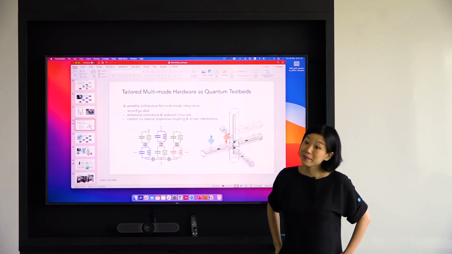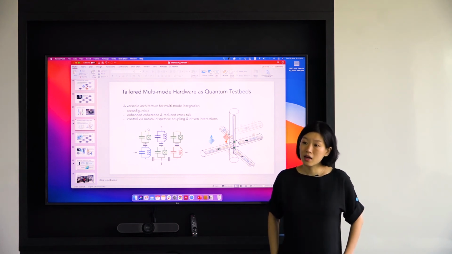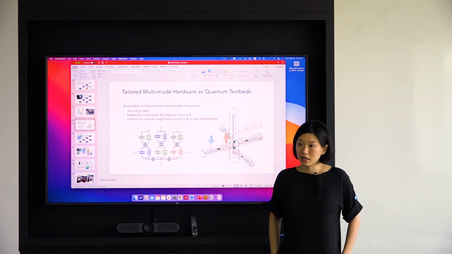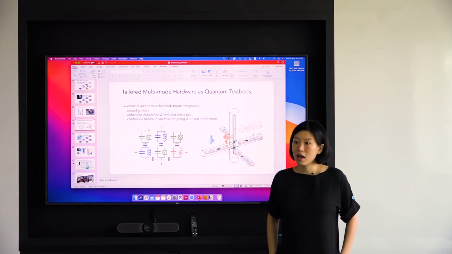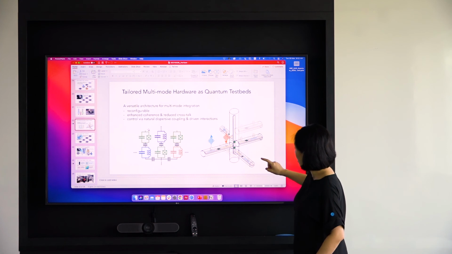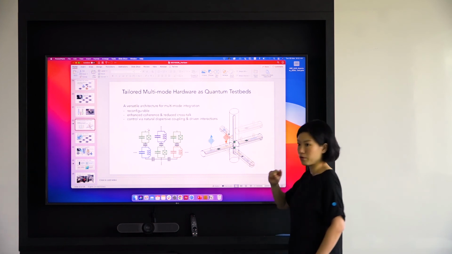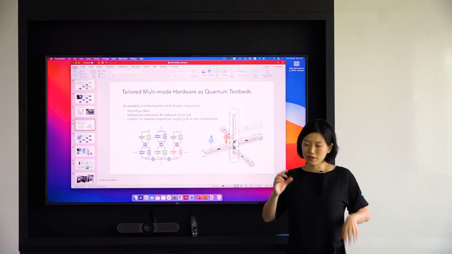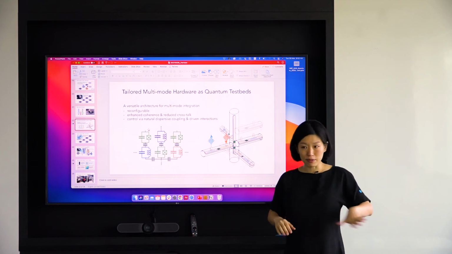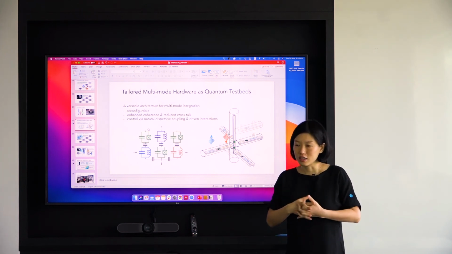Sorry? Are they all embedded into the same chip, or are they all embedded separately and they're actually networked with the wires? So I think they are going to be individual chips, but still embedded in some sort of 3D enclosures. So a bit of a hybrid between the fully planar and the fully 3D things.